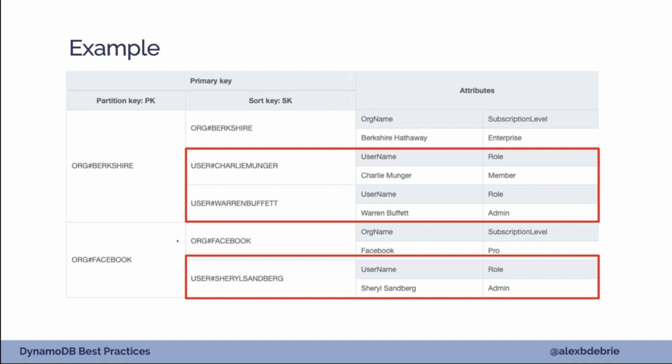Then that sort key pattern is a little different. They're using USER# and then the username for that sort key value. Same thing with Facebook there and Sheryl Sandberg. Another thing to look at, if you go look at the attributes over on the right-hand side, you can see that the attributes are different between the organization and the user. An organization has the org name and the subscription level, whereas the user has the username and the role within that organization.